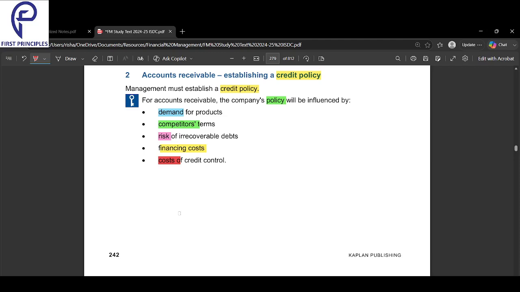Second, see what your competitors are doing. Third, see how risky the customer is. If the customer is very risky, don't give him much credit. Next, financing cost.